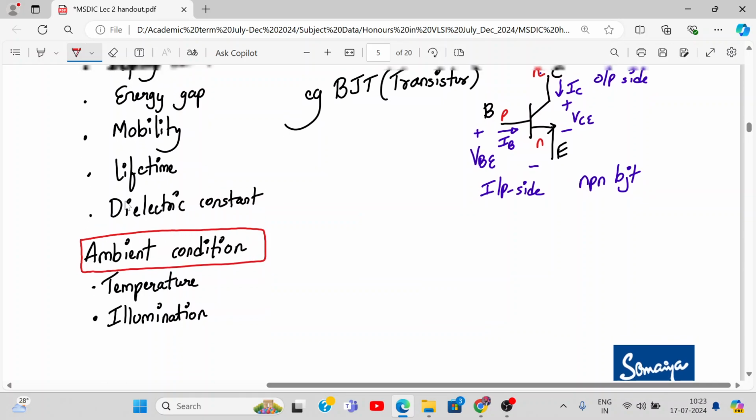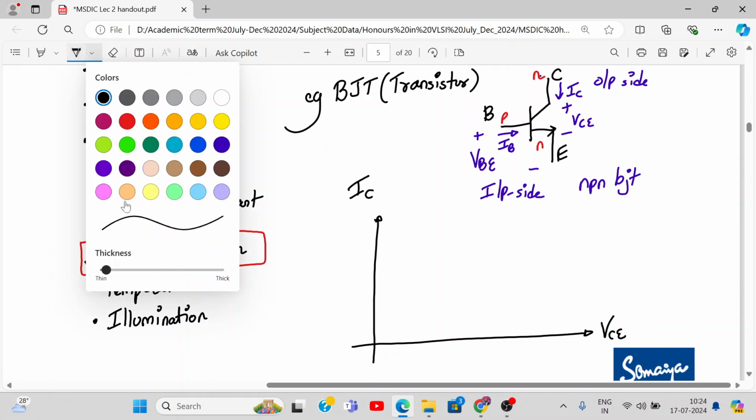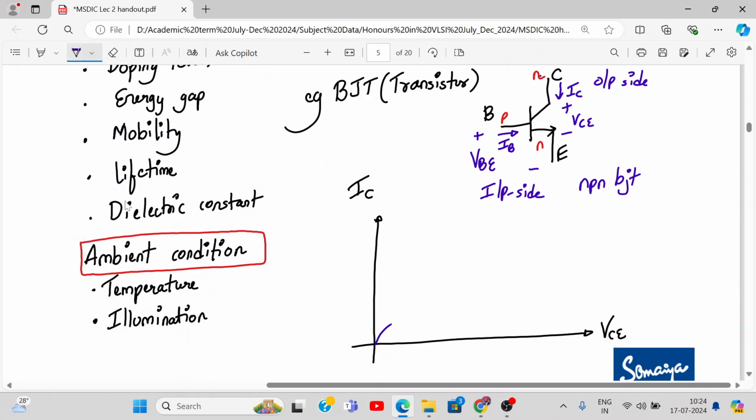All right. Then here, if you plot the terminal characteristics, we will be studying this in detail, how we are arriving at these characteristics. Don't worry about it. So this is collector current versus VCE. Okay. So the characteristics will be something like this. It will increase and then it will saturate.